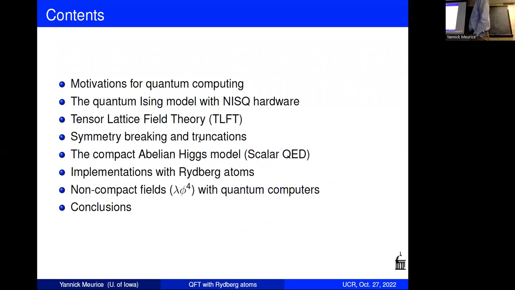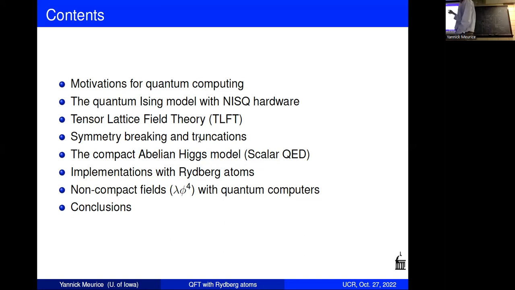I will briefly introduce motivation for quantum computing in general, and then I will discuss the simplest model that you can quantum simulate. It's a model that is based on the qubits, and it's the quantum Ising model. And I will discuss the general idea of using noisy intermediate scale quantum hardware, so NISQ hardware. Then I will introduce a general technique that I call tensor lattice field theory that is very suitable to do simulation. And this method is also behind the discussion of lambda phi 4 that I was also possibly presenting.